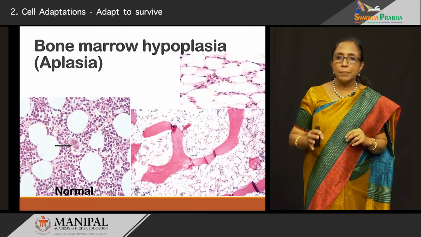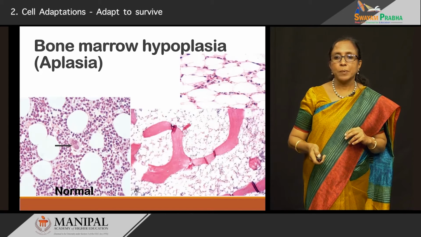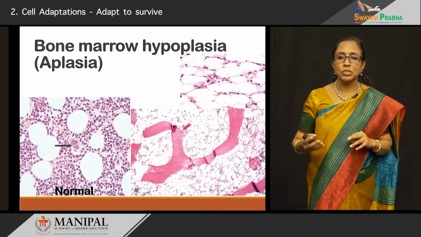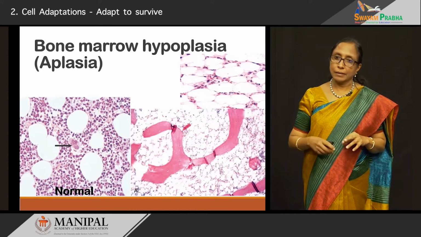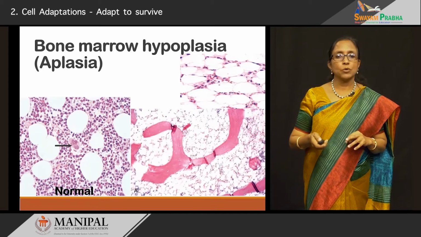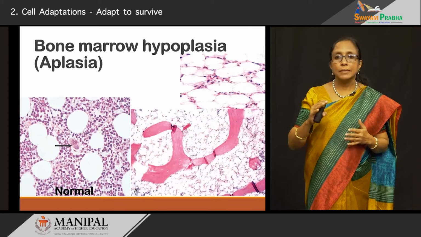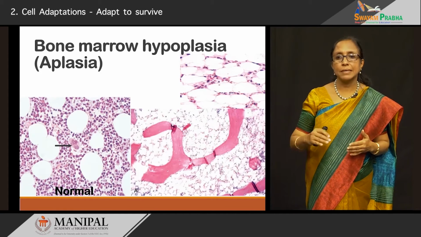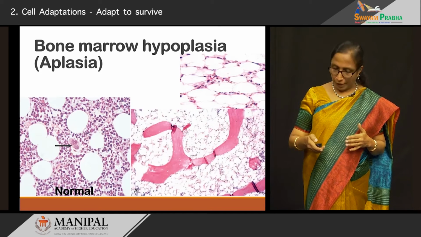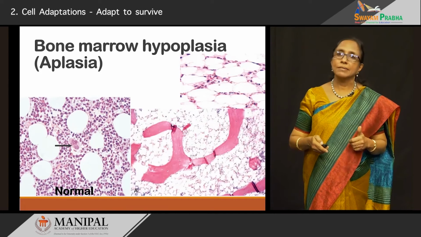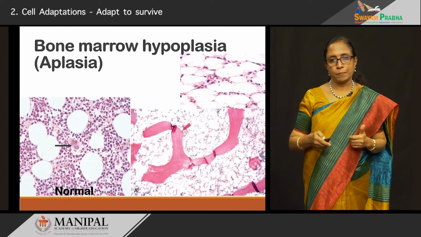When there is aplasia or hypoplasia, the bony trabeculae are seen, but the fat spaces increase so much that the hematopoietic cells seen in the background are very few. So when we see such a picture, we will say that there is hypoplasia or aplasia. Hypo means decrease, plasia is the number of cells. The number of hematopoietic cells is reduced in the marrow. We use this also as the term hypoplasia.